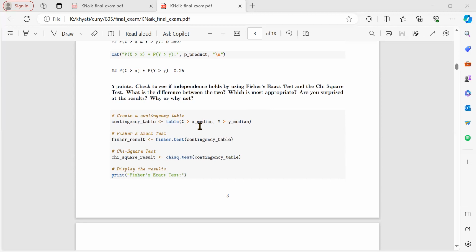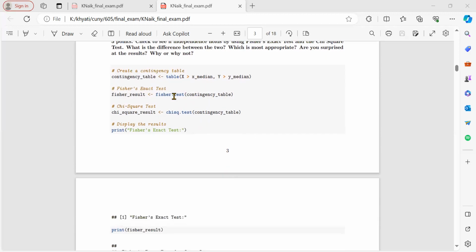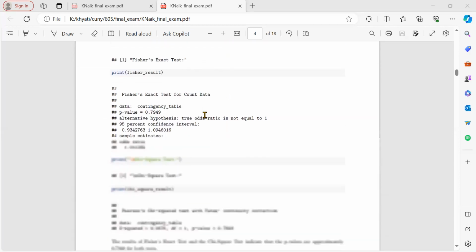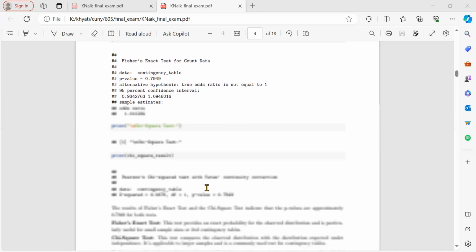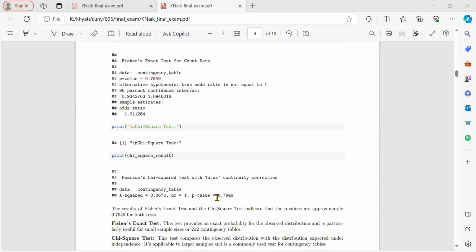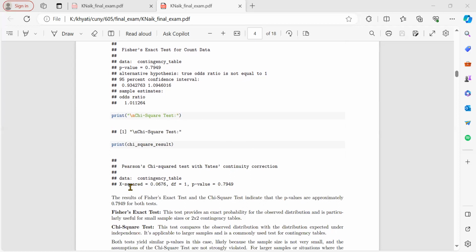So here we are creating a contingency table. We are performing the Fisher exact test and the chi-square test, and we can see the results. It's 0.794, and the result for the chi-square test, it's a little blurry right now. Yeah, there we go. And the p-value for the chi-square test is 0.47949. We can see that the Fisher test and the chi-square test both yield a p-value of approximately 0.749.